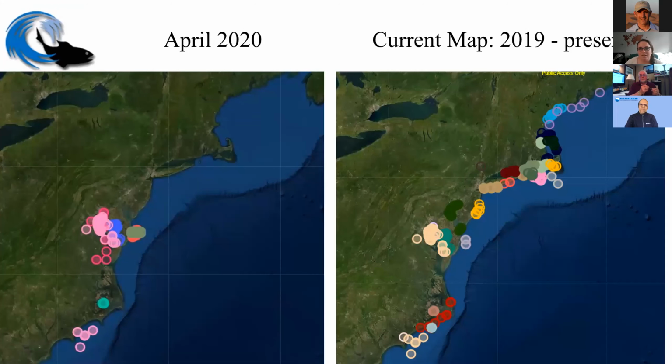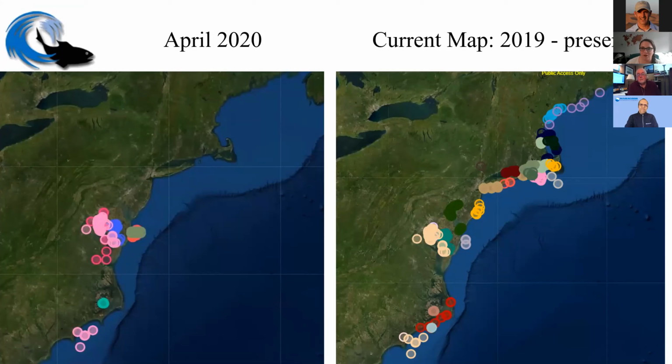This is a slide of what our network array looked like as of the meeting last April. You can see it's kind of sparse, and that was all of the receivers that were uploaded into the database at that time. Whereas the map on the right is what our active receivers look like now.